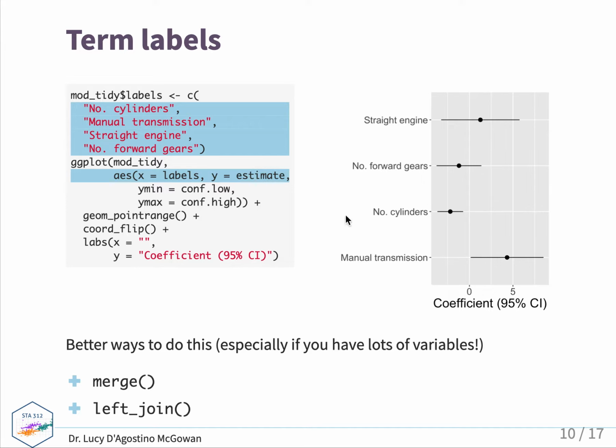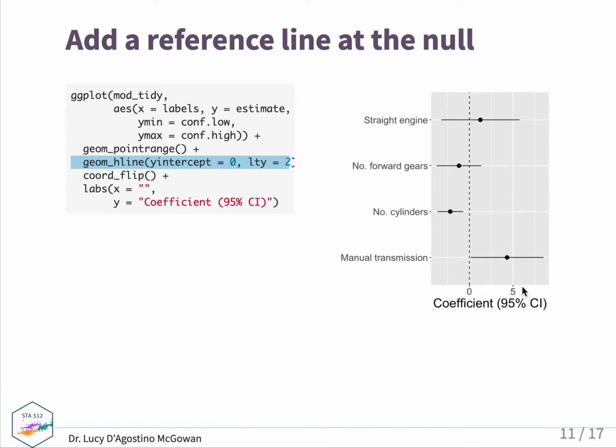So now this is looking much better. I've got nice labels here on my x-axis. I have a nice y-axis label. I flipped it so this looks like what I would expect for a forest plot, but there's still some things I could do to fix this up.